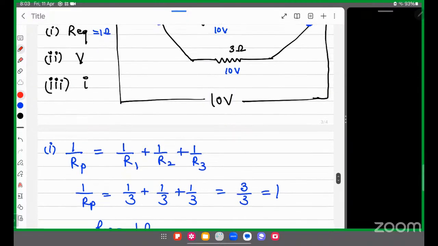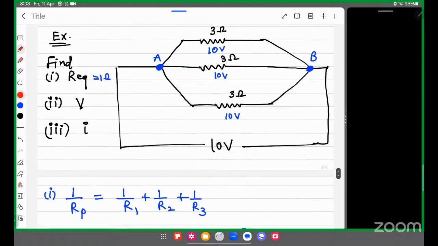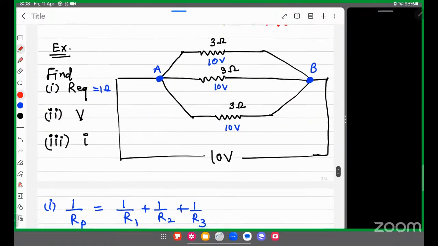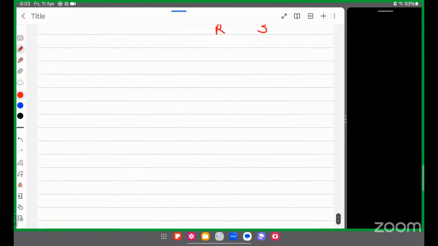Now, if you look at the system, it is symmetric. All the three resistors are equal, and the voltage for all the three resistors is also the same, which means they will have the same amount of current. So if you look at it in a different way, let's find out the total current in the circuit. What is the total current in the circuit?